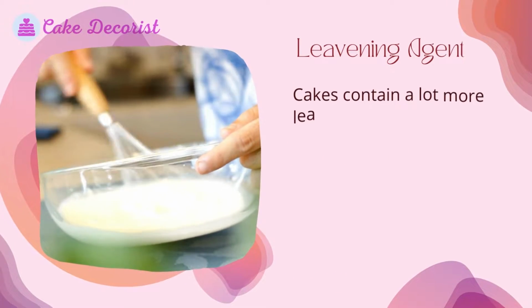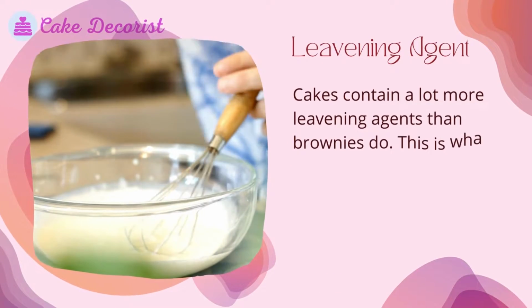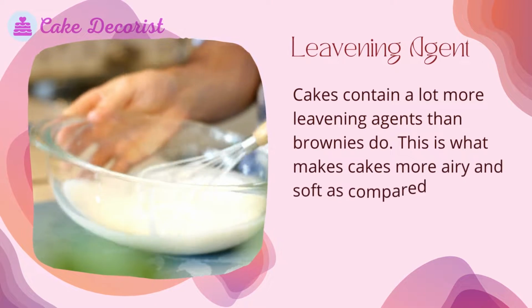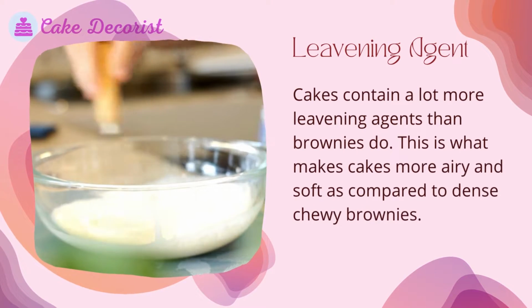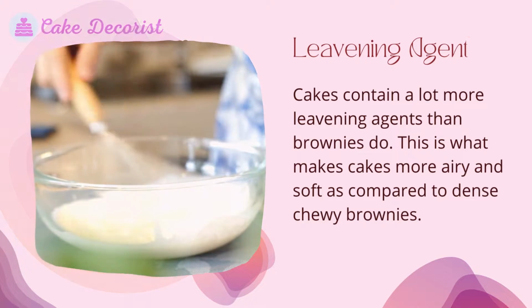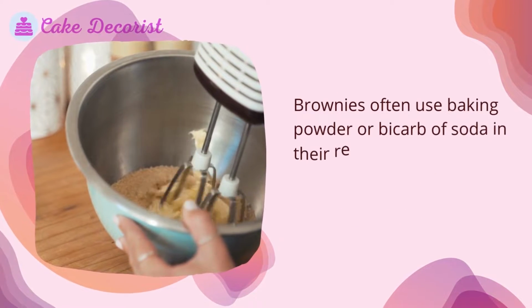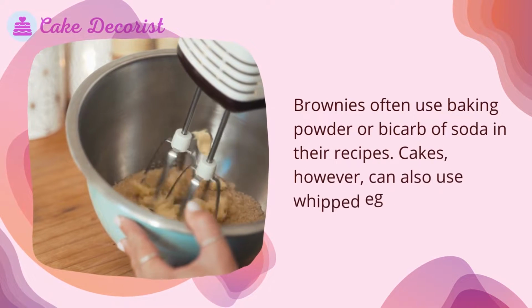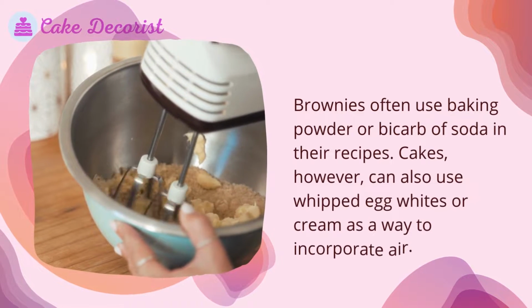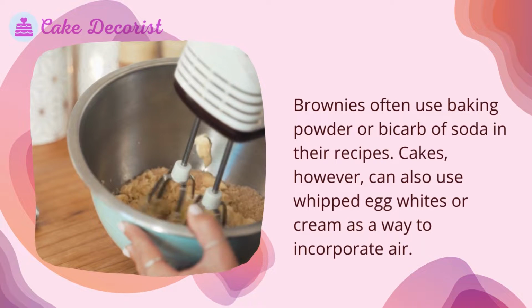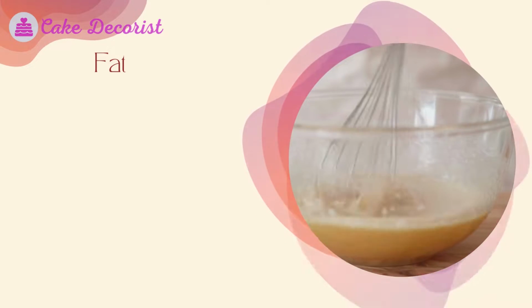Ingredient ratio. Leavening agent. Cakes contain a lot more leavening agents than brownies do. This is what makes cakes more airy and soft as compared to dense, chewy brownies. Brownies often use baking powder or bicarb of soda in their recipes. Cakes, however, can also use whipped egg whites or cream as a way to incorporate air.